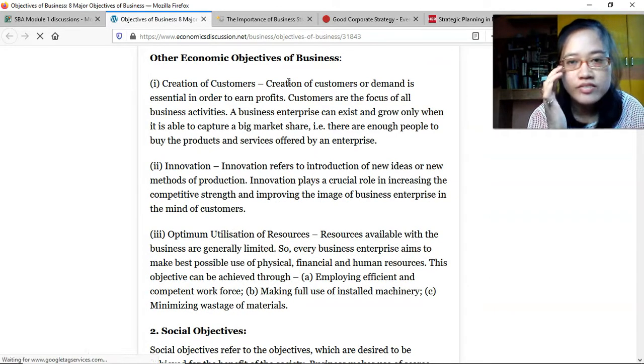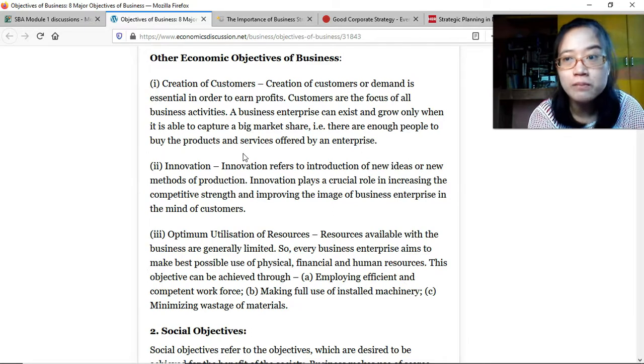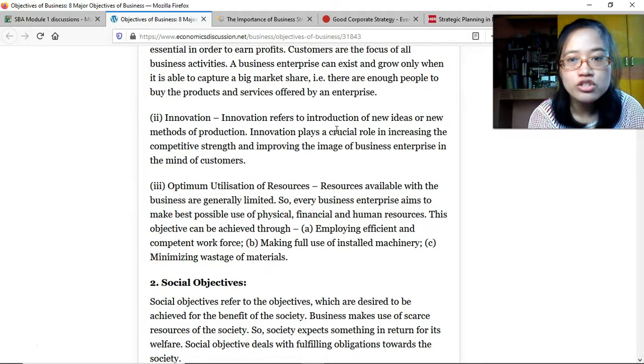Other economic objectives of business, so you have your creation of customers, okay? Demand, essential in order to earn profits. Customers are the focus of all business activities, can exist and grow only when it is able to capture a big market share. There are enough people to buy the products and services offered by the enterprise, okay, of course. Innovation refers to introduction of new ideas or new methods of production. Innovation plays a crucial role in increasing the competitive strength and improving the image of business enterprise in the mind of customers.